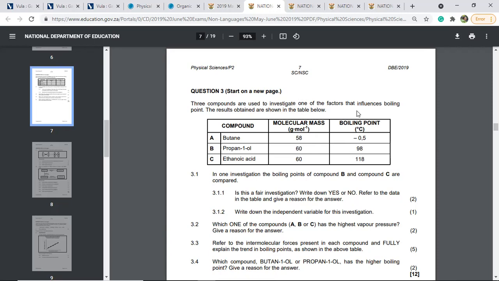So if we want, we can note what's happening with these compounds. We have our butane, which is an alkane. We have a propan-1-ol, which is an alcohol, and we have this ethanoic acid over here, which is an ester. So we have 3 different compounds.